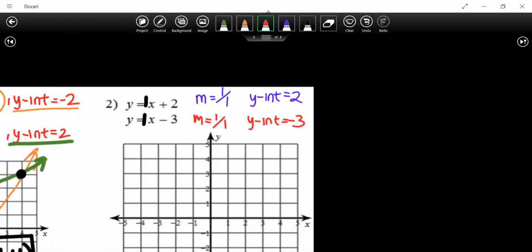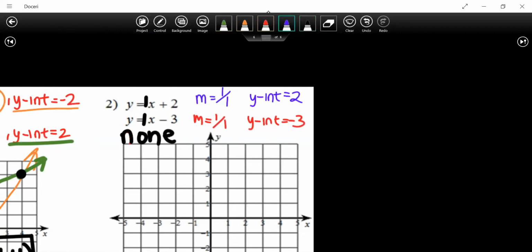Now, again, we want to identify how many solutions we have in this. The first thing we did is we looked at slope. Is it the same or different? Same. So we had to look at it a little step further. We had to say, is it the same or different y-intercept? Different. So if it's different, how many solutions? None. So I know we're going to have no solutions with this one. If they cross, I know I'm messing up somewhere.